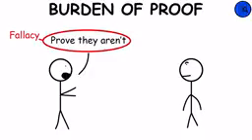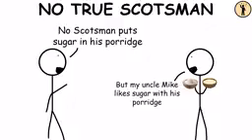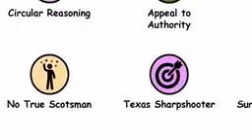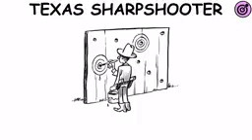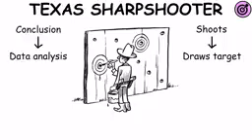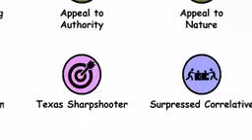No true Scotsman fallacy. It's an attempt to defend a generalization of a certain group by excluding any counterexamples for not being pure enough. Texas sharpshooter fallacy. The Texas sharpshooter fallacy takes its name from the metaphor of a gunman shooting and then drawing targets around the bullet hole clusters to make it look like he hit the target. It illustrates how people first figure out what their conclusion is and then go looking for data that supports it, ignoring differences and randomness.